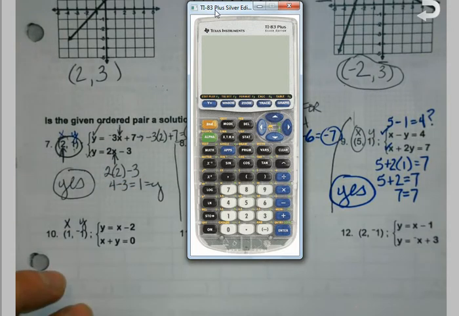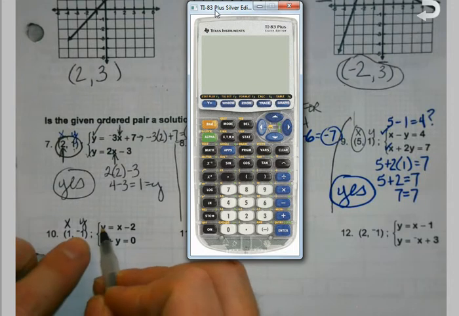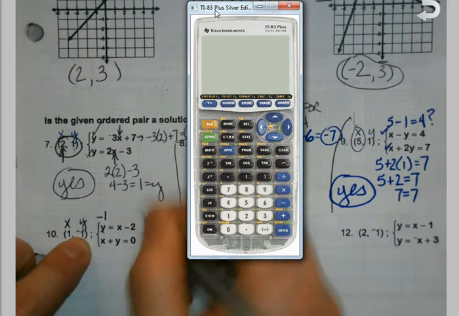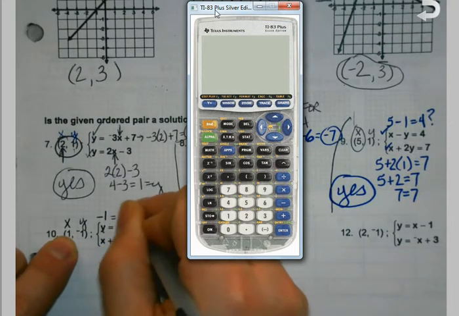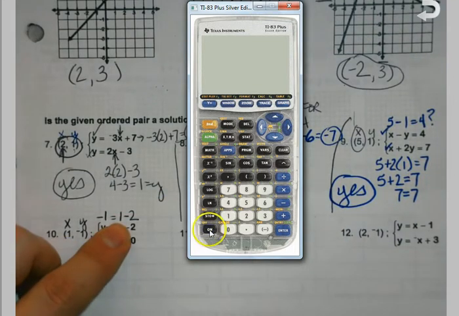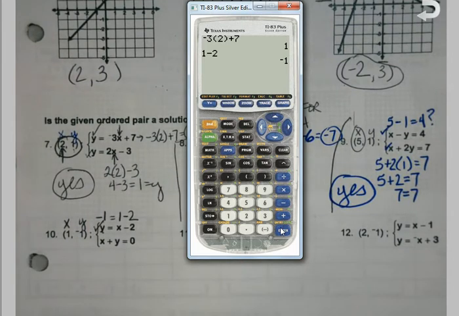Okay, they give me a point. Now this time I see the y equals is here. So I'm like, okay, y is -1. X is +1. So does 1 minus 2 equal -1? Yes. Oh dear. It's not that big of a deal. 1 minus 2. Oh, yeah. Well, so once I check that one out, I got to do it again down here.